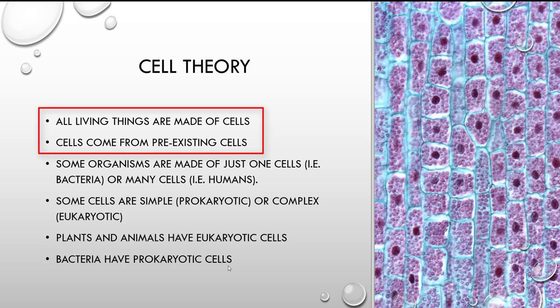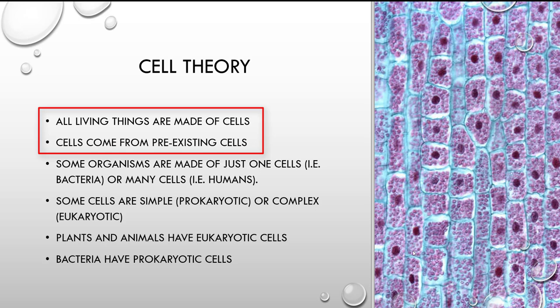So if we come across a cell, we know that it's alive, okay? It's because all living things are made of cells. And we know that cells came from pre-existing cells. So we've never seen a cell just poof out of nowhere, okay? So it came from a pre-existing cell. And we know that some organisms are made of just one cell. So for example, bacteria, there are some unicellular eukaryotic cells like our protists, or some organisms can be made of many cells, such as humans.